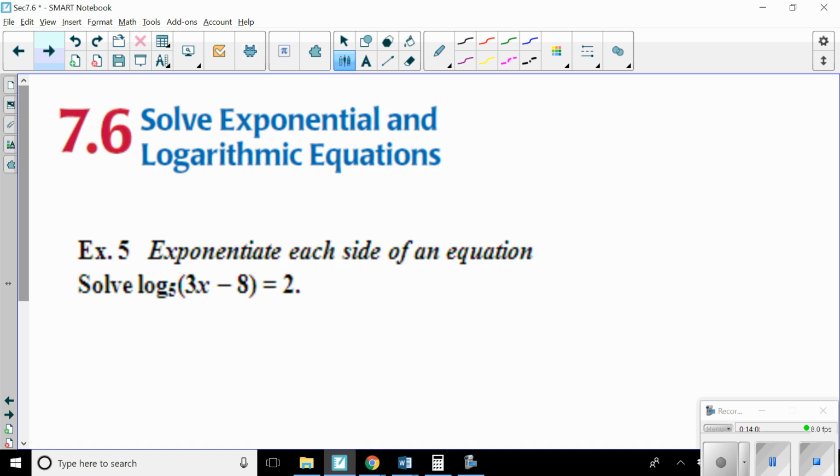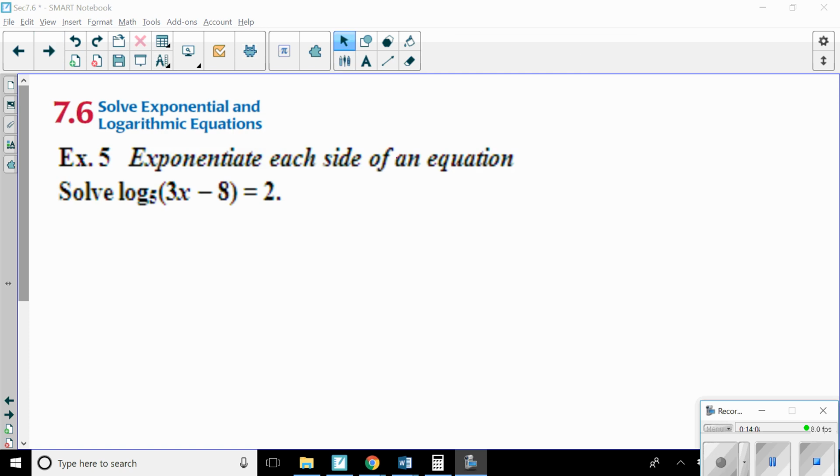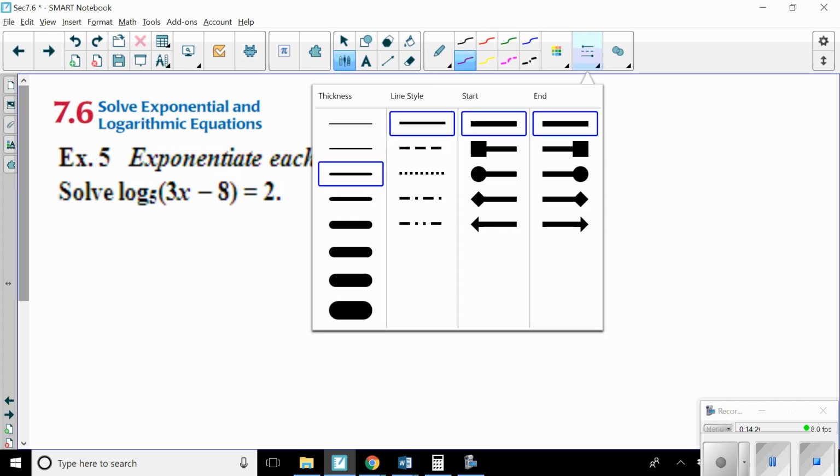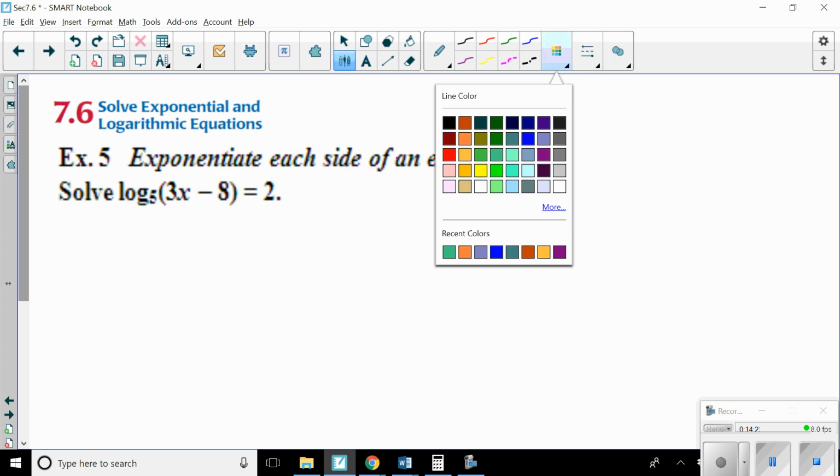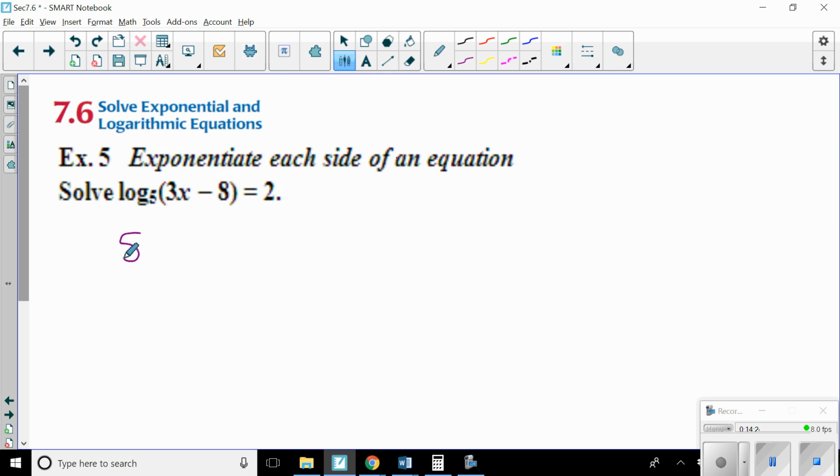All right, let's look at an example here where we have to put this into exponential form. So we want to put log base 5 of 3x minus 8 is equal to 2 in exponential form. So we're going to rewrite it as 5 to the second power is equal to 3x minus 8. And then we're going to solve for x this way.